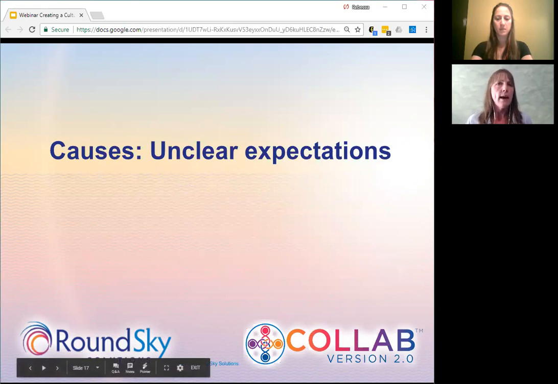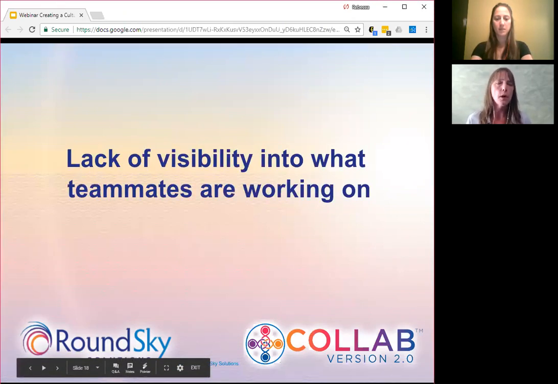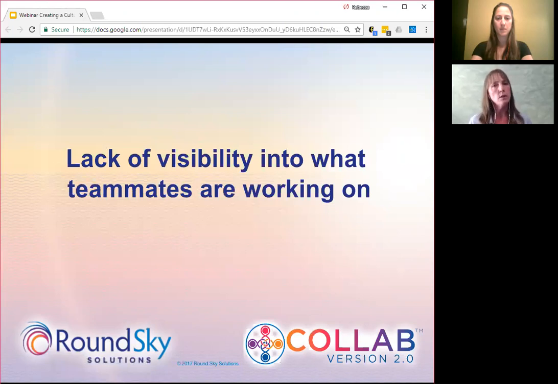Another cause, lack of visibility into what teammates are working on. When we can't see what someone else is up to, it's much easier to assume that they aren't getting much done, even if they are. So yeah, an example, when a team of technicians at a radio station realized that they didn't really know what projects everyone was up to, they were able to do an exercise to surface all the projects and align them strategically.